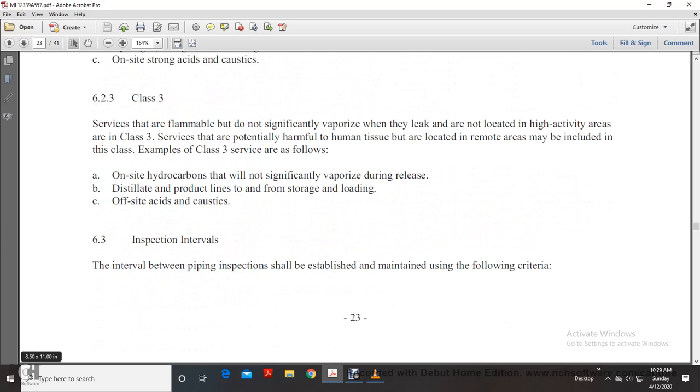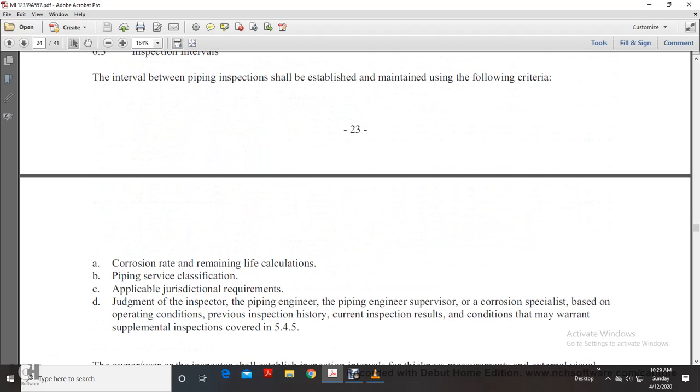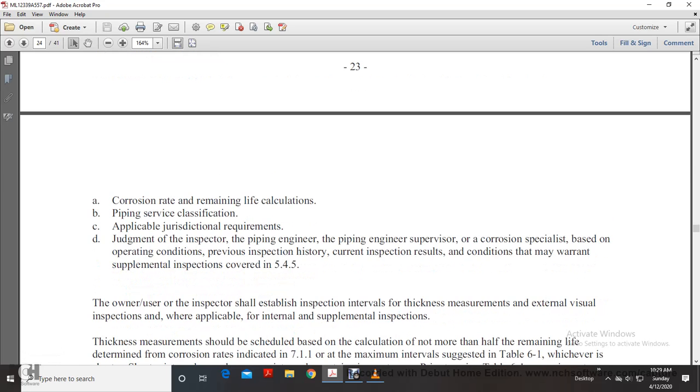6.3 Inspection intervals. The interval between piping inspections should be established and maintained using the following criteria: corrosion rate and remaining life calculations, piping service classification, applicable jurisdictional requirements, and the judgment of the inspector, piping engineer, piping engineer supervisor, or corrosion specialist based on operating conditions, previous inspection history, current inspection results, and conditions that may warrant supplemental inspections.